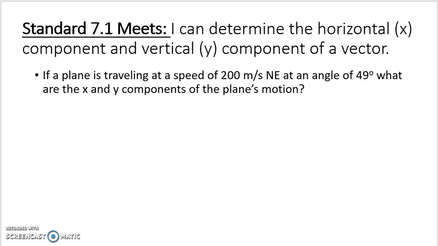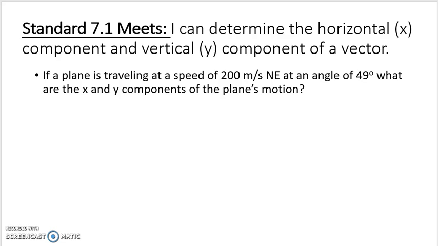Standard 7.1 asks you to determine the horizontal x component and the vertical y component of a vector. An example of what this could look like is if a plane is traveling at a speed of 200 meters per second northeast at an angle of 49 degrees, what are the x and y components of the plane's motion?